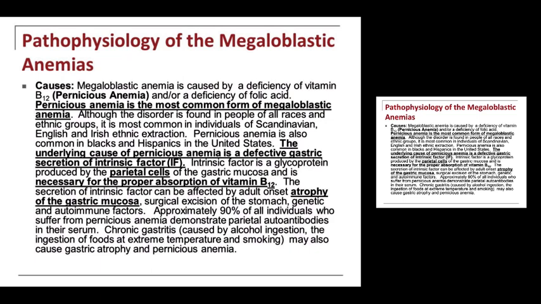It's found in people of all races, but common in individuals of Scandinavian, English, and Irish ethnic extraction. Pernicious anemia is also common in blacks and Hispanics in the US. The underlying cause of pernicious anemia is a defect in gastric secretion of IF, which is the intrinsic factor. Intrinsic factor is a glycoprotein that's produced by the parietal cells of the stomach, and it's needed for the absorption of B12.